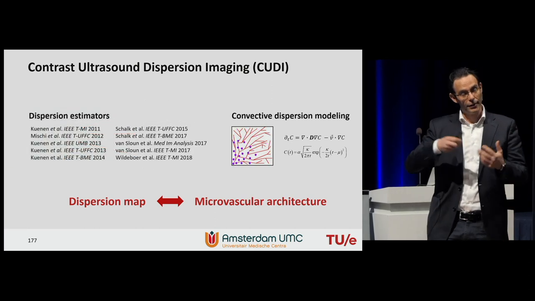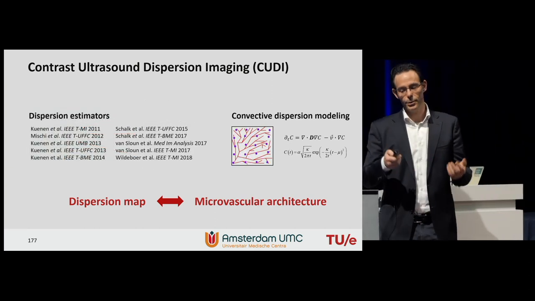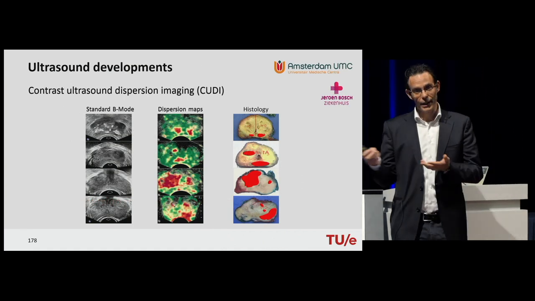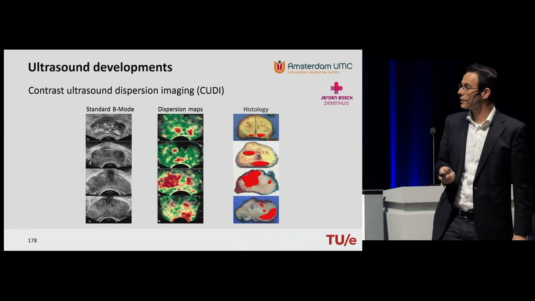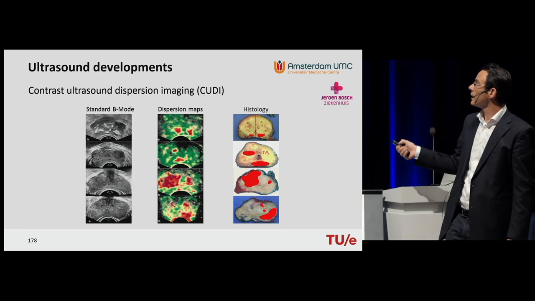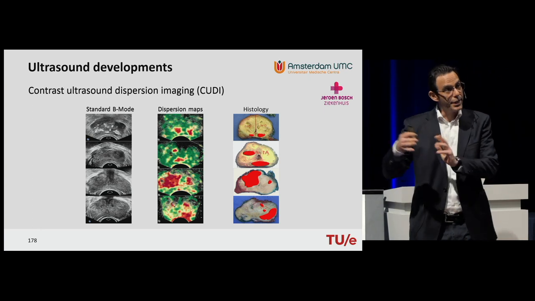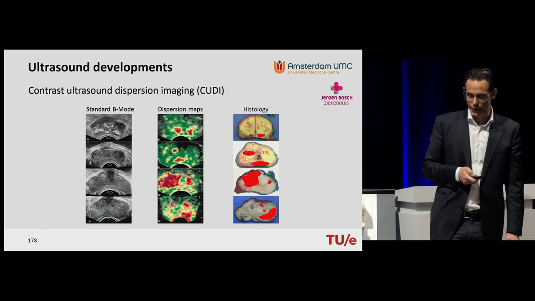And we developed several estimators, in fact, for dispersion over the years. And here you can see some of the results. By 2D ultrasound, you see how nicely these dispersion maps agree with the result of the histology after radical prostatectomy.